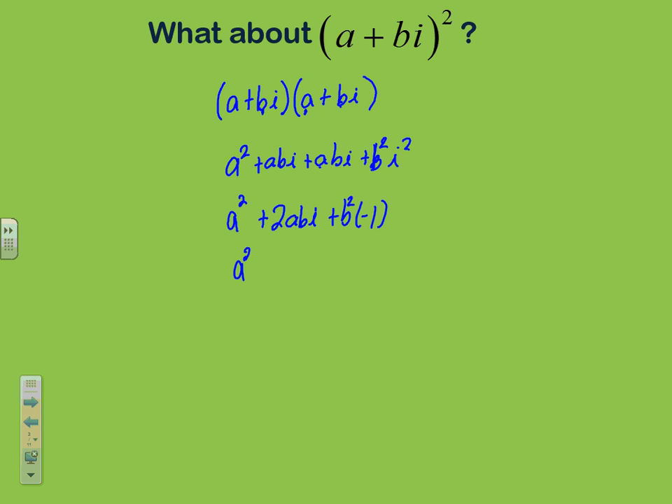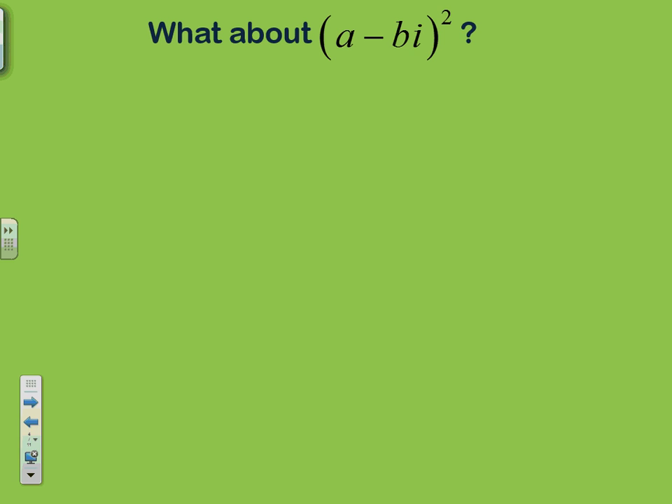And that's going to give me a squared plus 2abi minus b squared. And this is the simplified form of when I square a complex number where I'm adding the complex part to the real part. So if I had an example where I'm squaring one where I'm adding the complex part to the real part, what happens if I'm subtracting the complex part? So let's try working through that one here real quick.